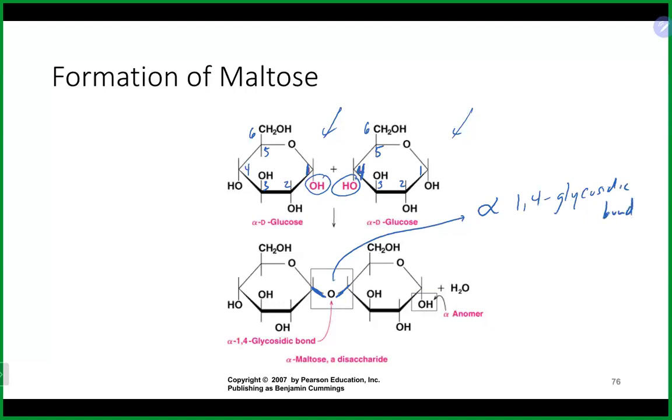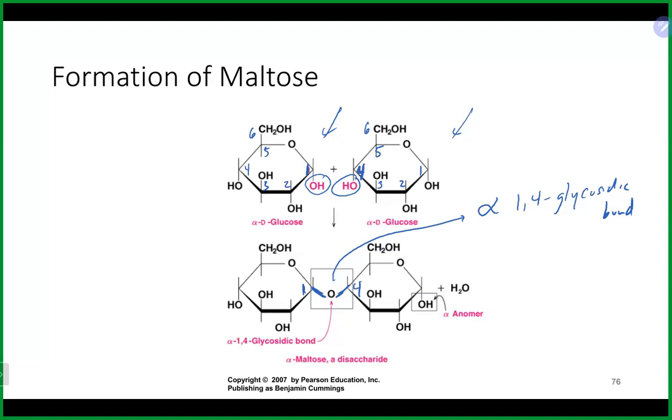So how do we get the name? It is named like this. The glucose on the left, that is carbon number 1, which is why it's 1. The glucose on the right is hooked in at carbon number 4. That is the 1 and 4 part of the name. And the alpha part is because the OH group was an alpha originally, and we know alpha is down.